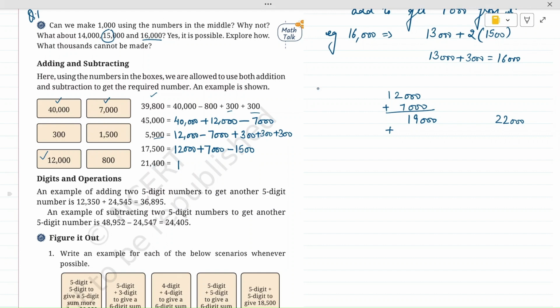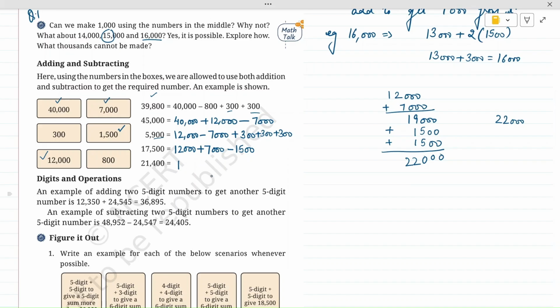Okay. So let's see how we will do this. So to this 19,000, I am adding 3,000. And how we can get 3,000? This is adding 1500 two times. So this is 1500 plus 1500. So we have got 22,000. So now kids, if we subtract 600 from this 22,000, what we will get? We will get the same number.